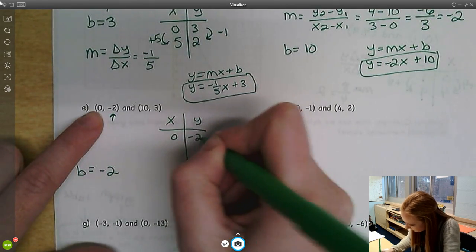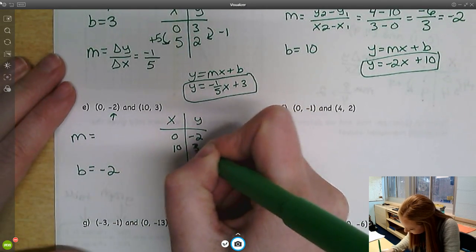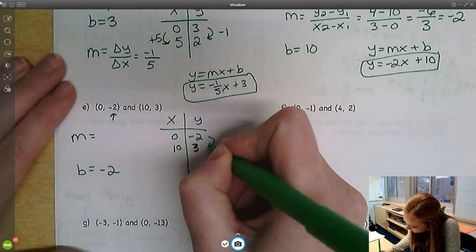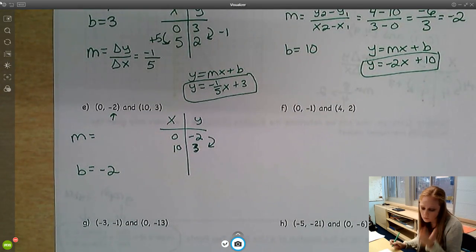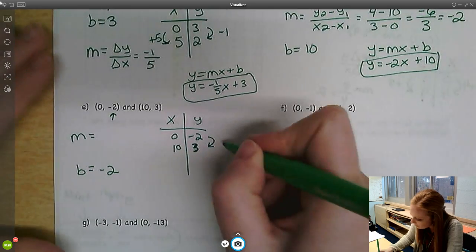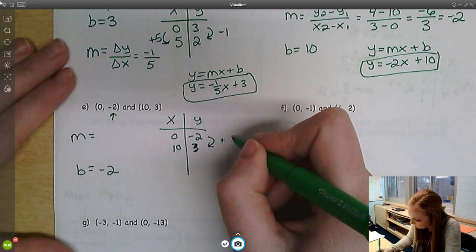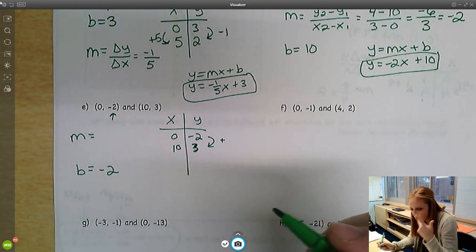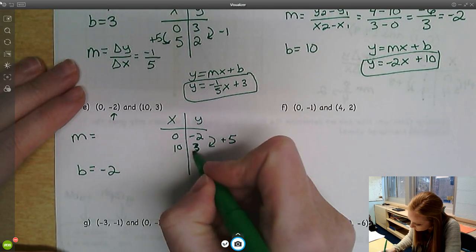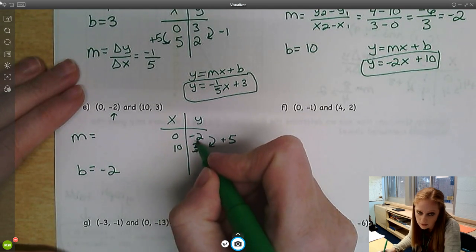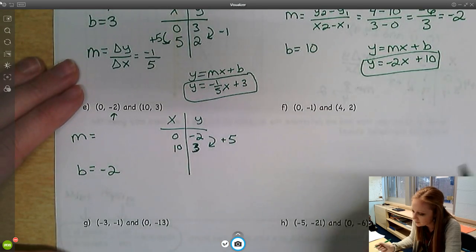0, negative 2 is my first point, and then 10, comma 3 is my next point. All right, how do I get from negative 2 to 3? So negative 2 to 3, I'm going up because I'm going from negatives to positives. So I'm increasing by how much? Negative 1, 0, 1, 2, 3. I went up by 5. If that was confusing, you could always take the bottom one and minus the one on top. So 3 minus a negative 2 is 5, positive 5.